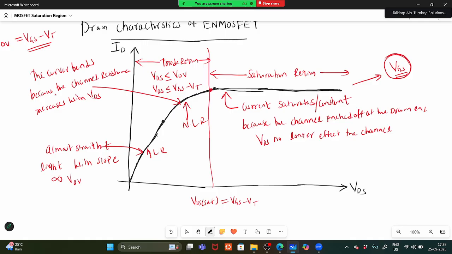So these are the regions: non-linear region and linear region, both we call the triode region, and these are the conditions, and then the saturation region. So here I can write VGS equal to VT plus VOV. This is also called the overdrive voltage, VOV. This is the drain characteristics.